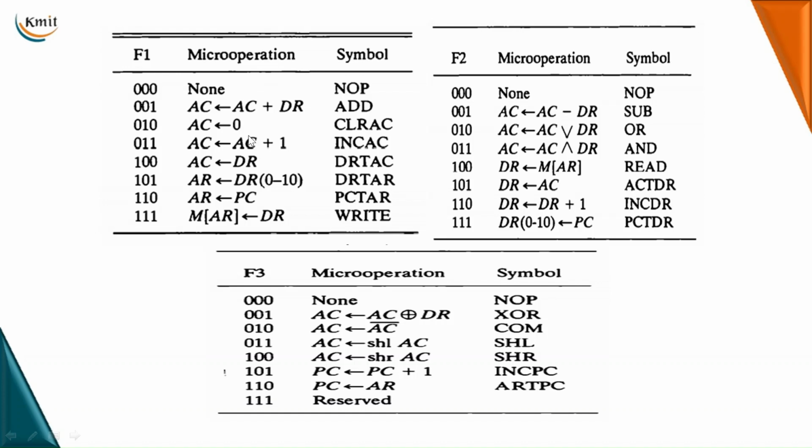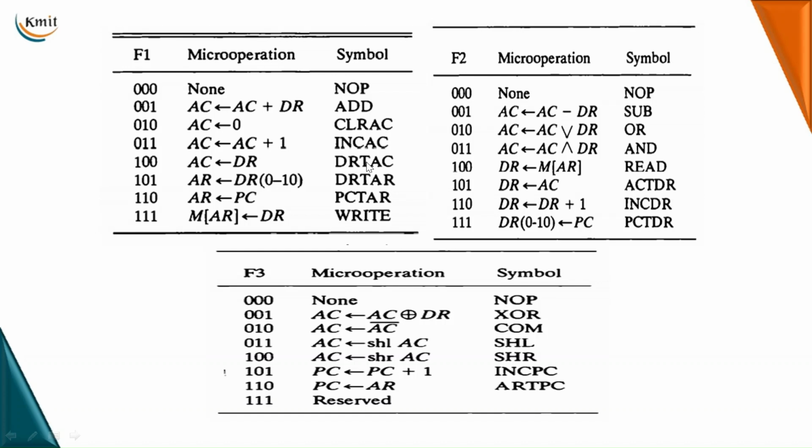Clear accumulator, to clear the contents of the accumulator. 011 specifies increment accumulator. In order to increment the contents of the accumulator by 1, we use this particular micro operation. And 100 is DRTAC, which means that it performs transfer of information from the data register to the accumulator.